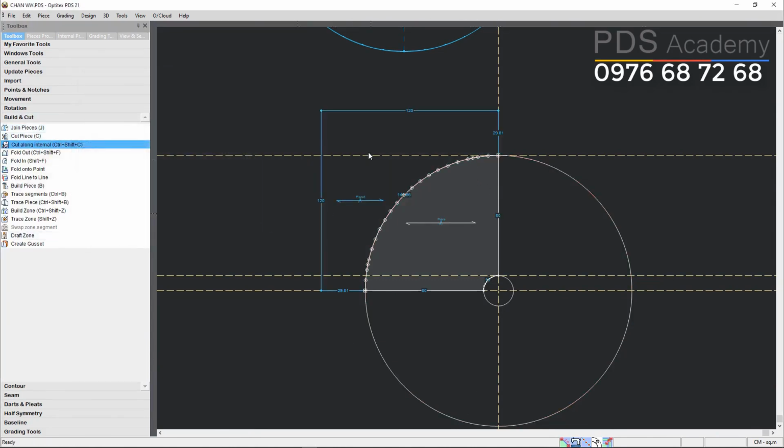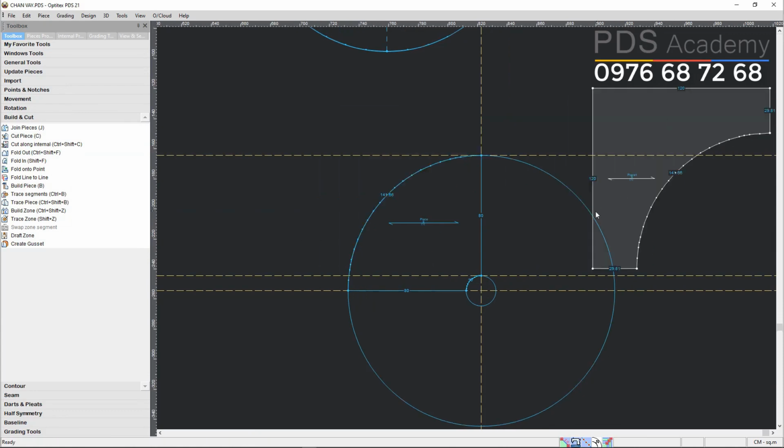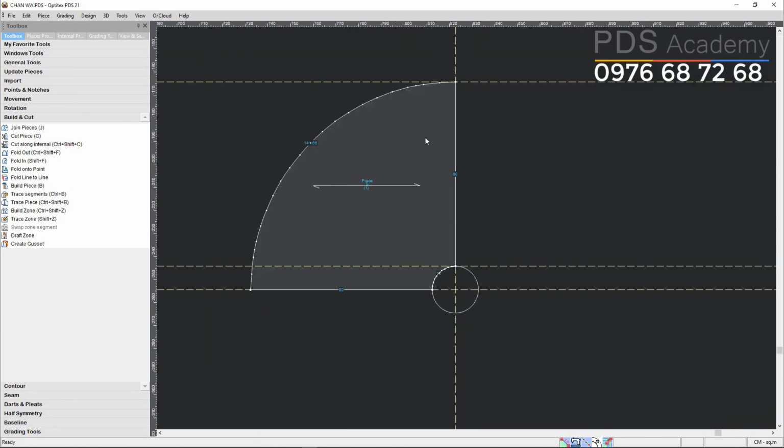Okay. There you go. I'll remove this line. Remove this piece. Then I'll delete this circle. And I'll delete this piece. Consider it deleted, okay? And now I'll open up this skirt part.